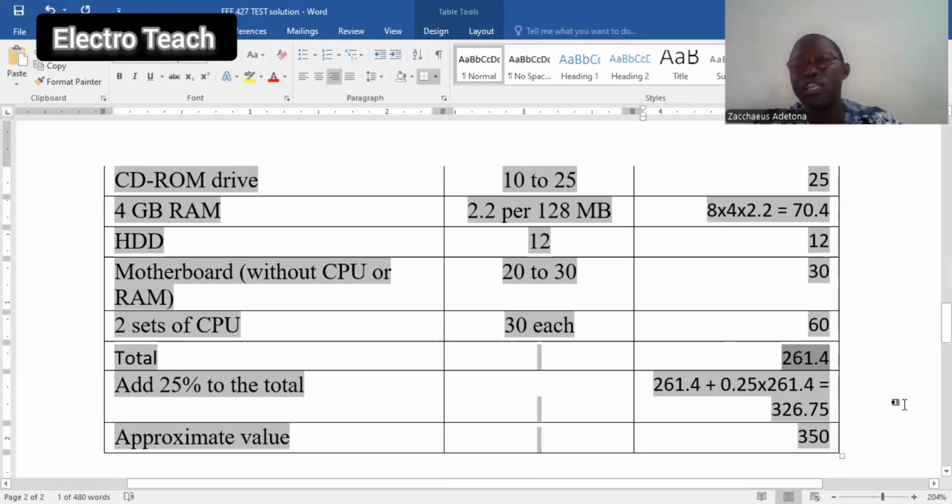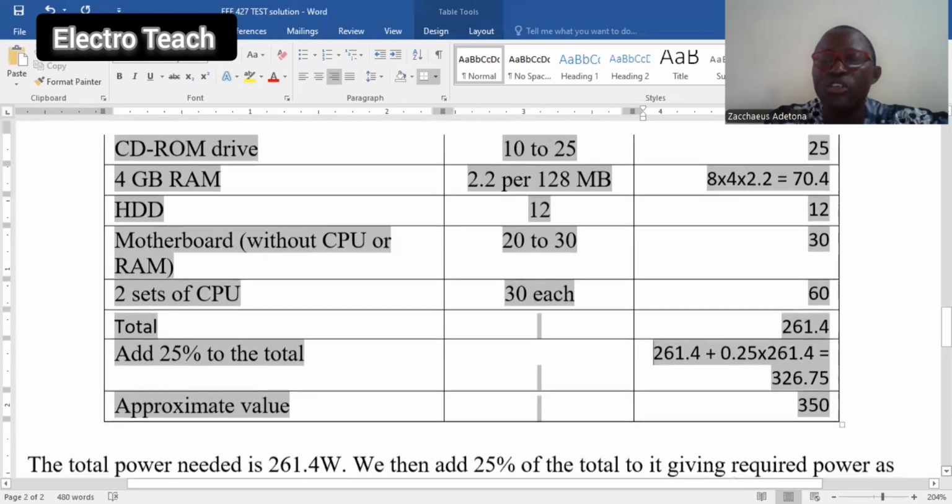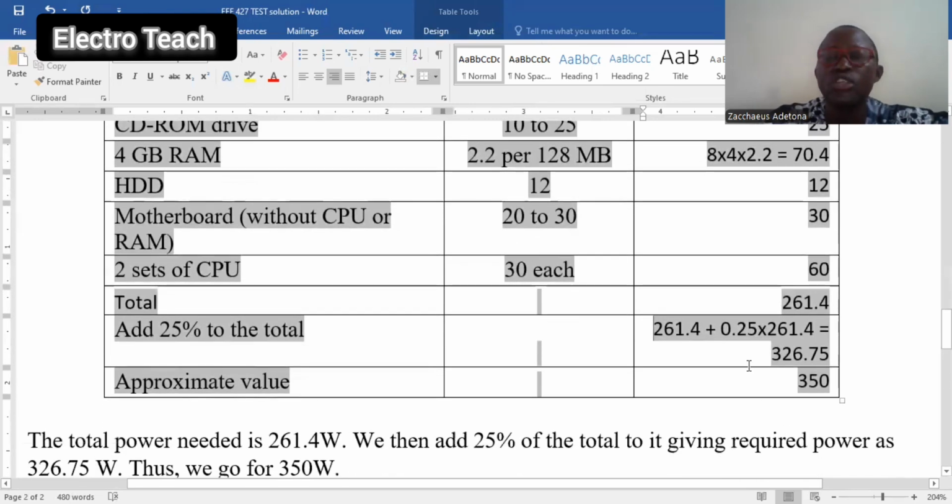Now for a new system that is about to be installed, we need to add 25% more to this value, so that we have this last row here: 261.4 plus 0.25 times 261.4, and that gives us 326.75 watts. Now 326.75 watts is what we got, so we could not go to the market looking for 326.75. So we choose an approximate value, and that is 350 watts.